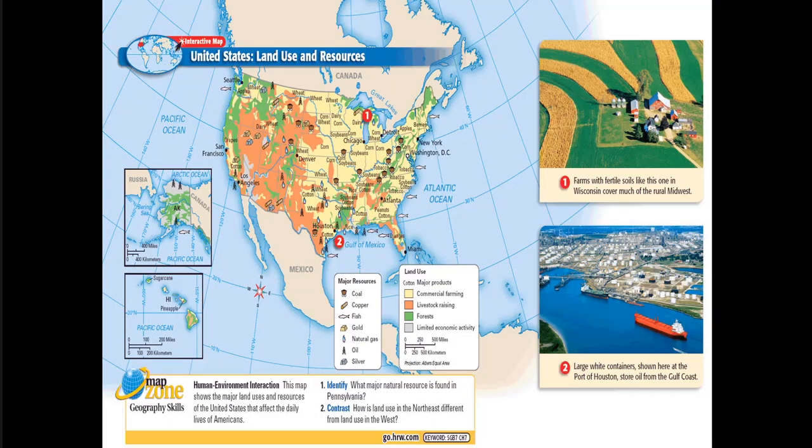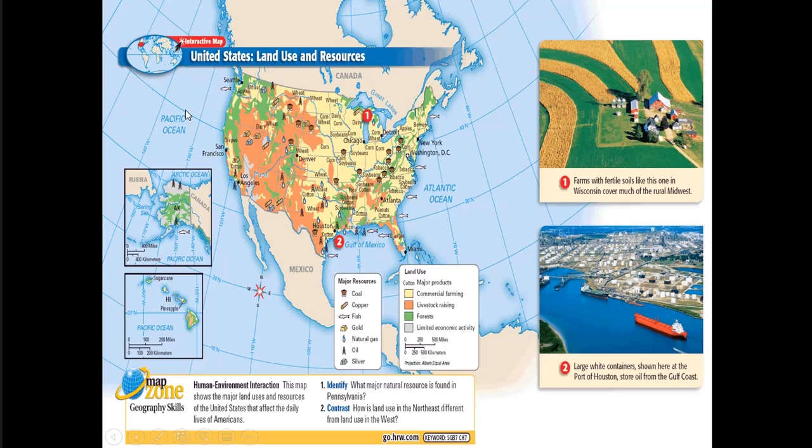And then finally, we have our land use and resources. You have your map legends there at the bottom, major resources. It shows you where coal is mined, where copper is found, where people fish. The United States is known for gold. You have all the gold rushes, and so if you head into the west, you'll see some of those gold rushes in California and the northern part of Nevada. Up here, also northern part of Nevada, you have silver.